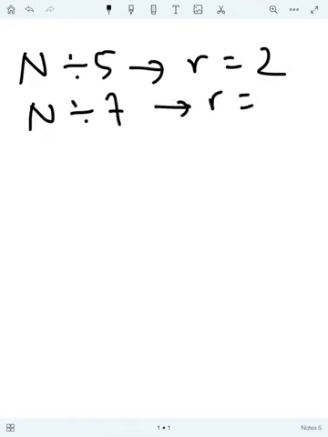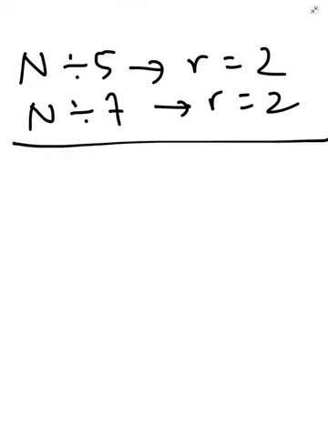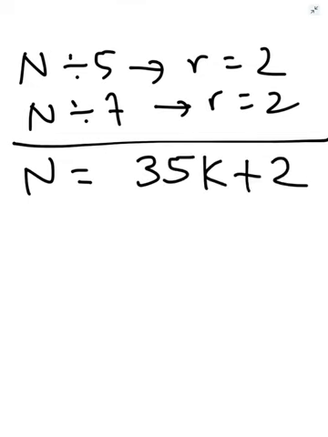Now coming back to the same question which we have discussed earlier, n divided by 5, remainder is 2, n divided by 7, again the remainder is same, 2. So now the equation which I had found, LCM of 5 and 7, 35. So 35k plus 2. So this is the general equation, and we have got different values like 37, 72, 107 and so on for n.